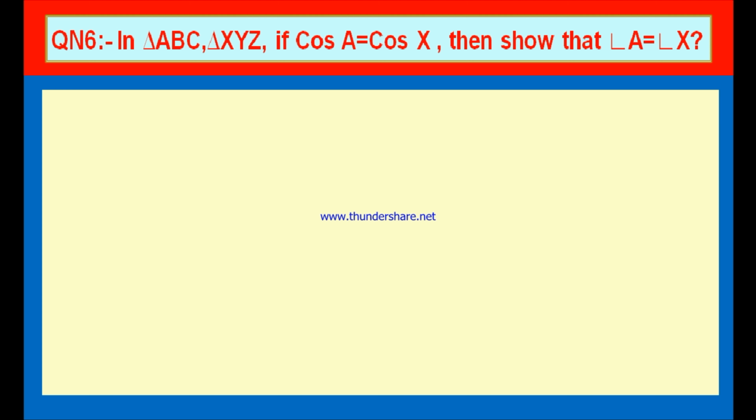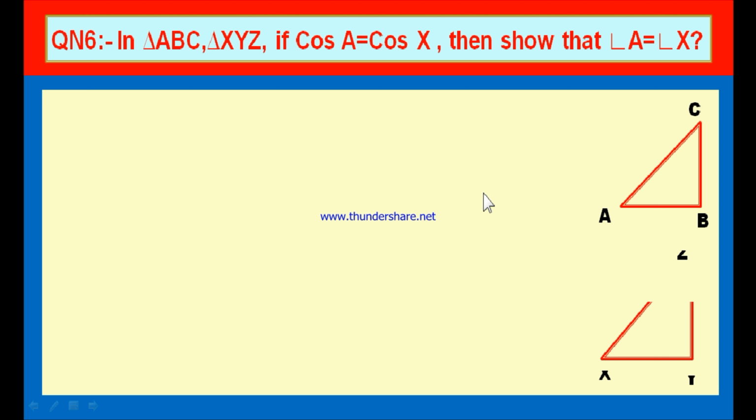Now here in this case, how many triangles are given? We have two triangles. One is triangle ABC and the second is triangle XYZ. Therefore, let us draw two triangles. One triangle is ABC. Yes, this is the first triangle. We named it as ABC. And we draw the second triangle and we named it as XYZ.